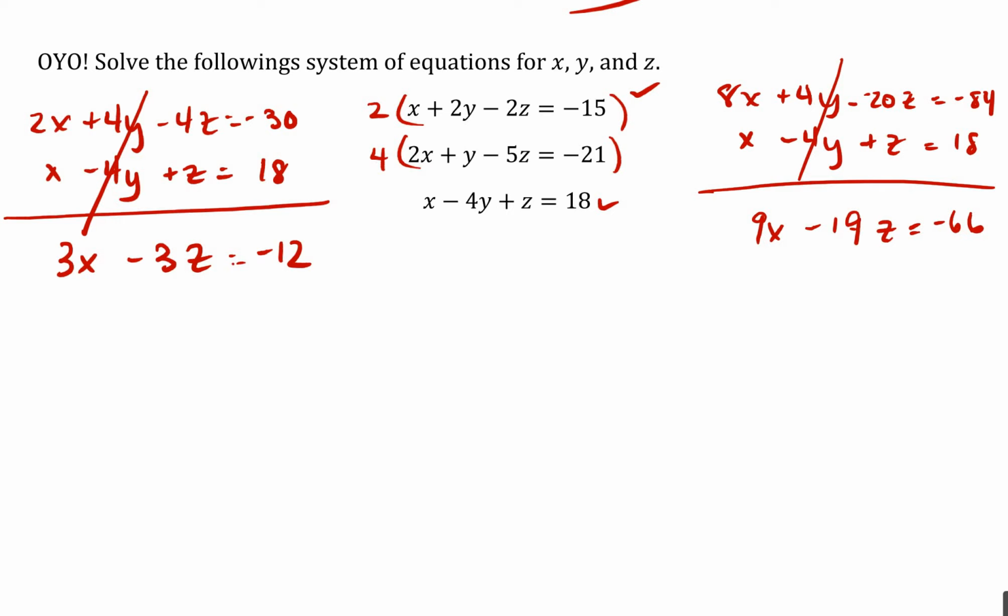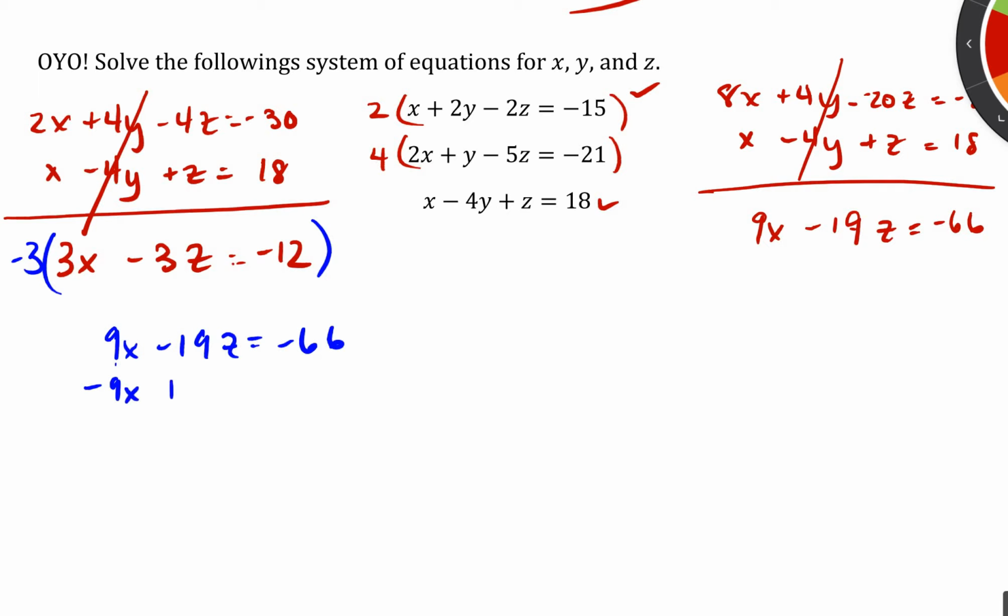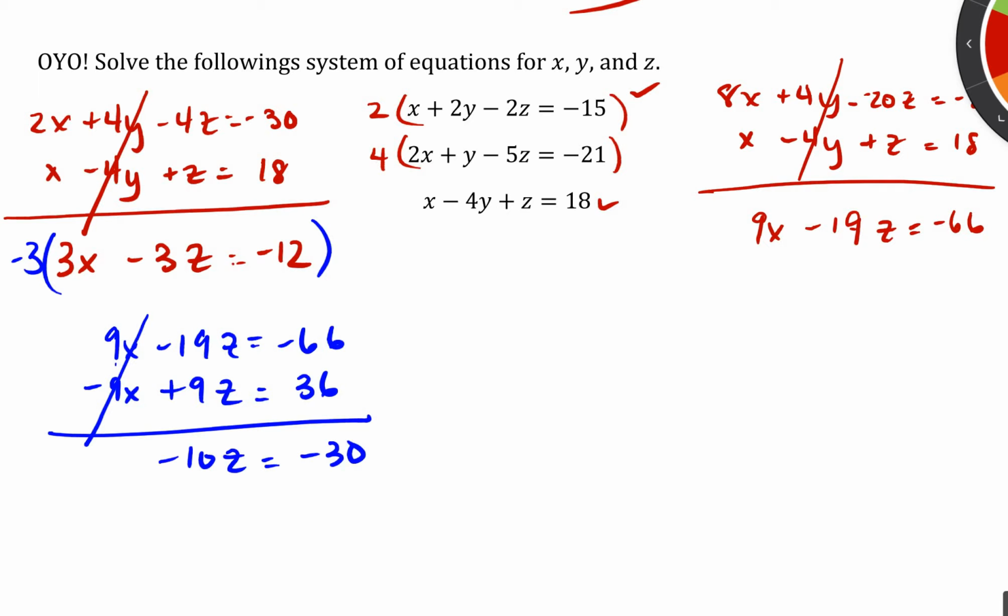Okay. So now I have to figure out something I can multiply by one equation to get to the other. All right, so I'm going to try and get rid of the x's. I'm going to do that by multiplying the first equation I came up with by negative 3. So I'm going to wind up having 9x minus 19z equals negative 66. Negative 9x plus 9z equals positive 36. The x's cancel. I'm left with negative 10z equals negative 30. Divide both sides by negative 10, and I get z equals positive 3.